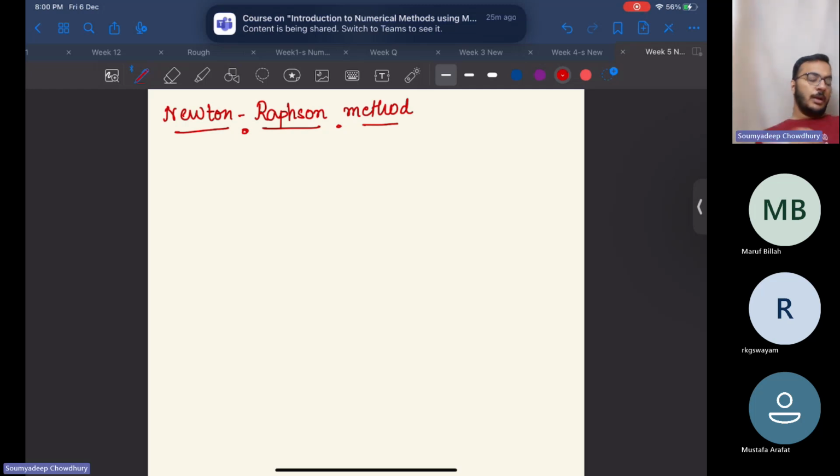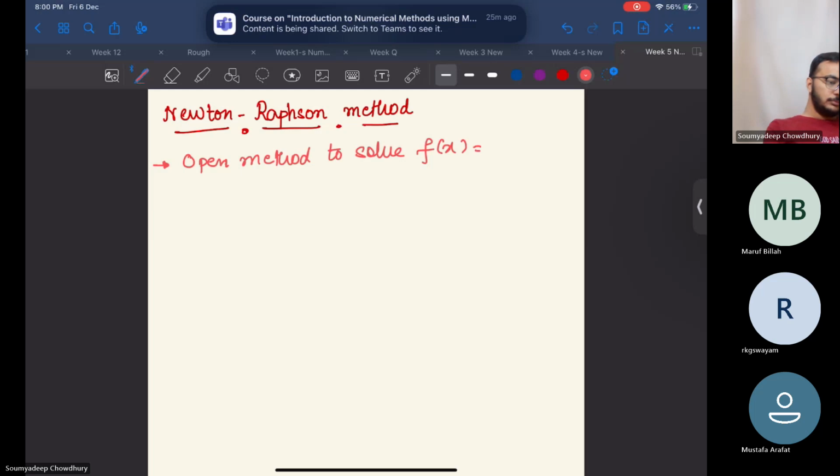So, the Newton-Raphson method is another open method. That is, you will be given an initial guess to the solution, not a limit, not an interval, right? It is an open method to solve. And okay, so here one condition is there.